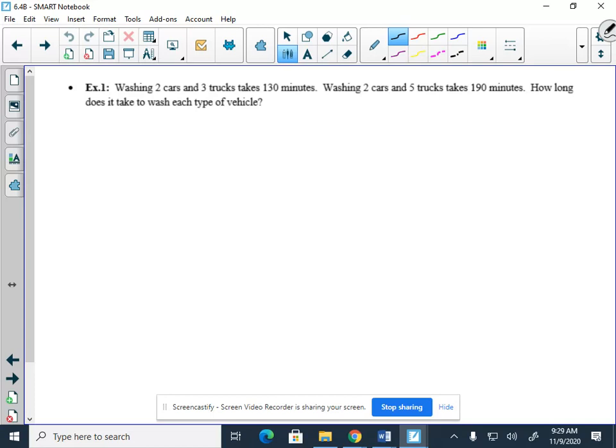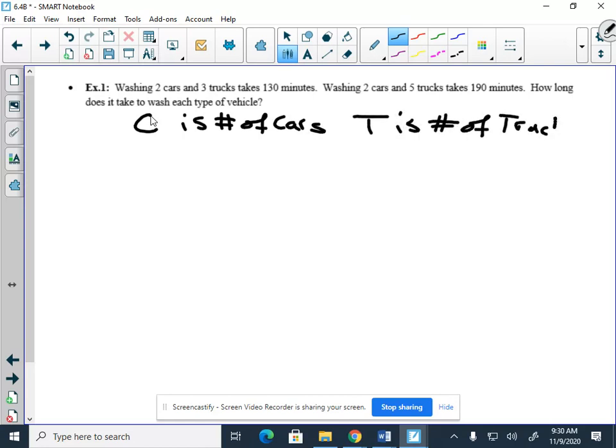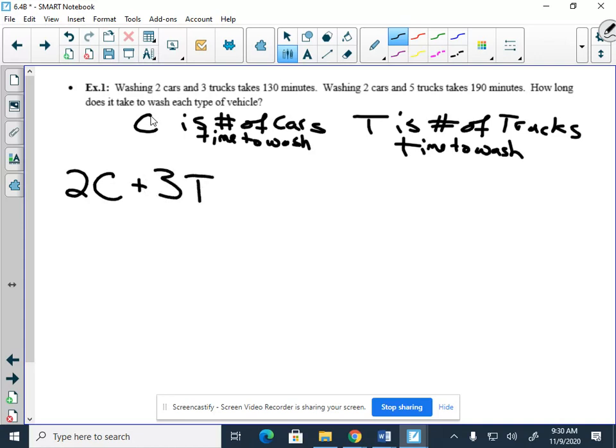It says you're washing 2 cars and 3 trucks. Now, first of all, C is going to be our number of cars. T is our number of trucks. How many of those we are washing? Okay, or actually, let's see. Not the number, I'm sorry. It's going to be the time it takes to wash each of these. Time to wash. It says washing 2 cars. So if we have 2 cars and then we wash 3 trucks, that takes a total of 130 minutes.